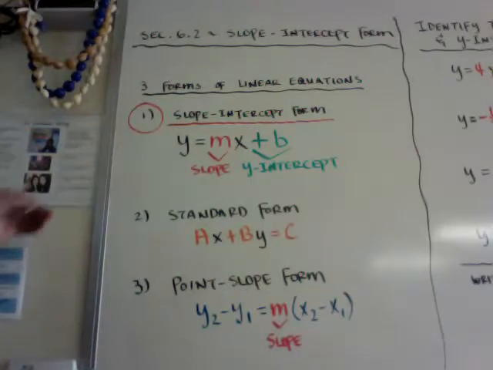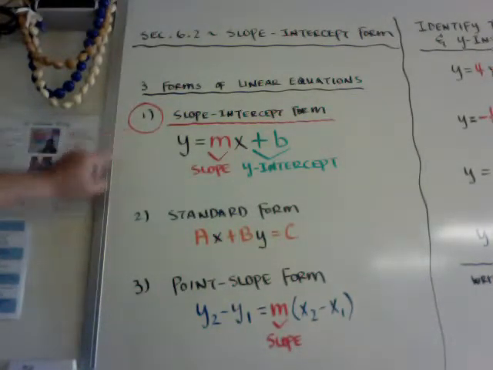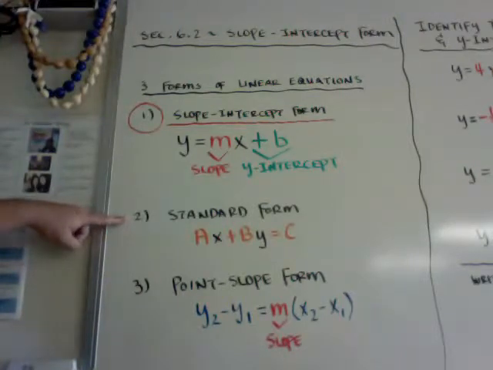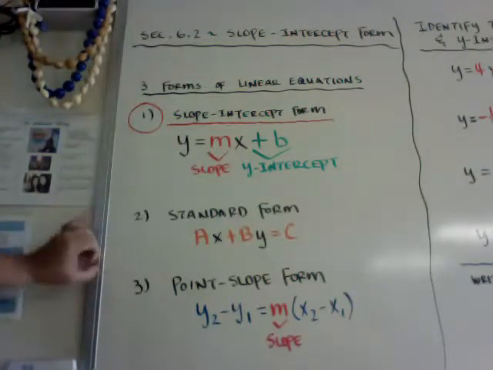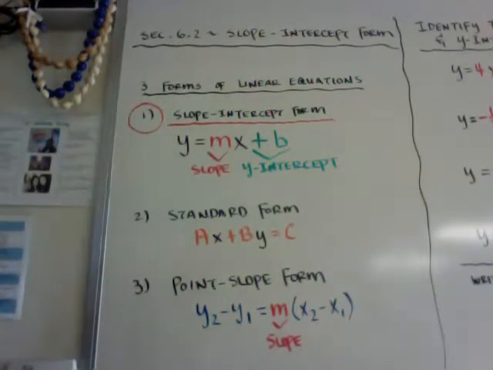The first way is slope-intercept, which is what we're going to do today. Later on in the chapter, you're going to learn standard form, and then you're going to get point-slope form. Okay, just throwing these out so you know that there's going to be three different types, and you'll be able to go back and forth from one form to the other.